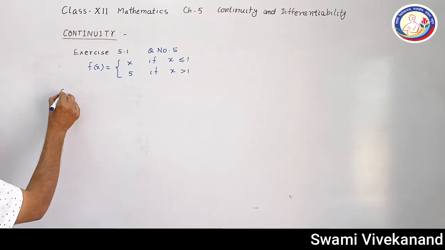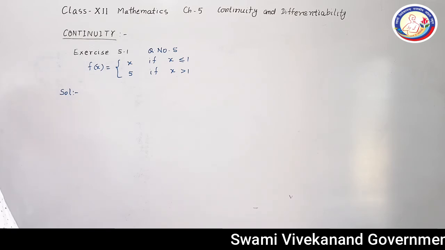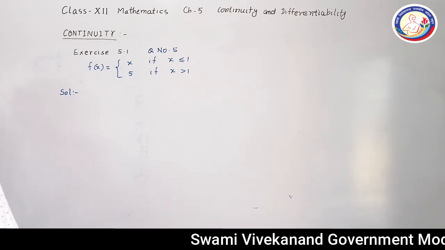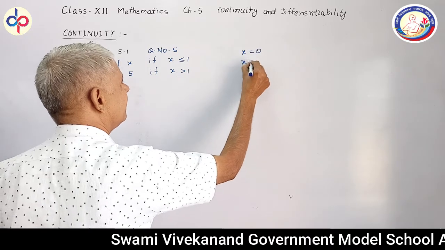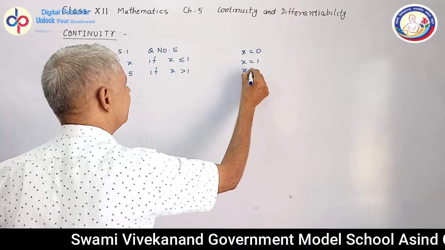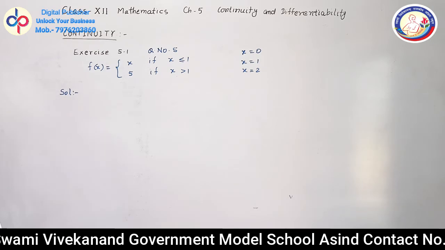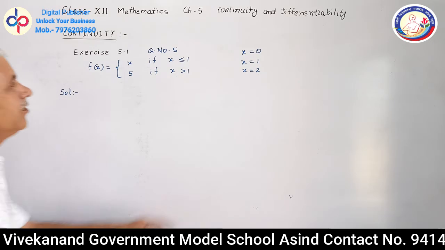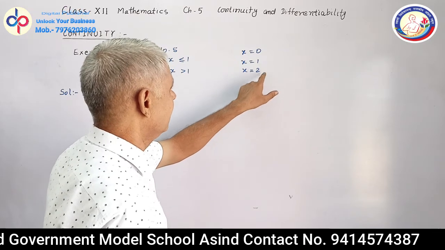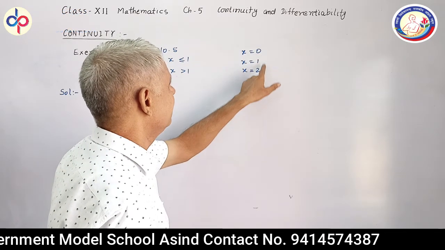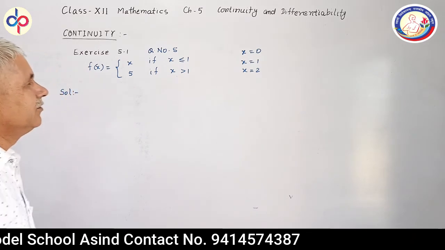Now, we are asked to test continuity at x equal to 0, x equal to 1 and x equal to 2. So we have to test continuity at 3 points. We are given particular points where we have to test the continuity. Now first take x equal to 0.